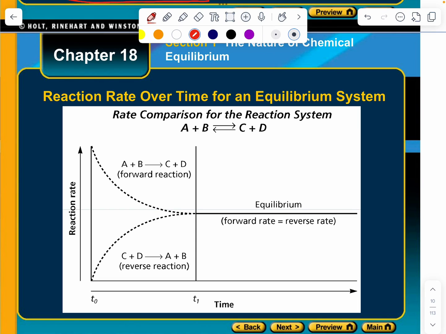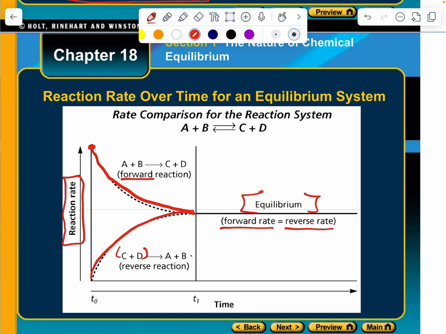As you see, A and B will give C and D. This is the forward reaction. At the beginning of the reaction, it's at the maximum point here, and the rate will decrease. And the reverse reaction, where C and D react with each other to give A and B, will increase in rate over time. Here is the reaction rate. Then the forward rate will equal the reverse rate. In this case, we have equilibrium.